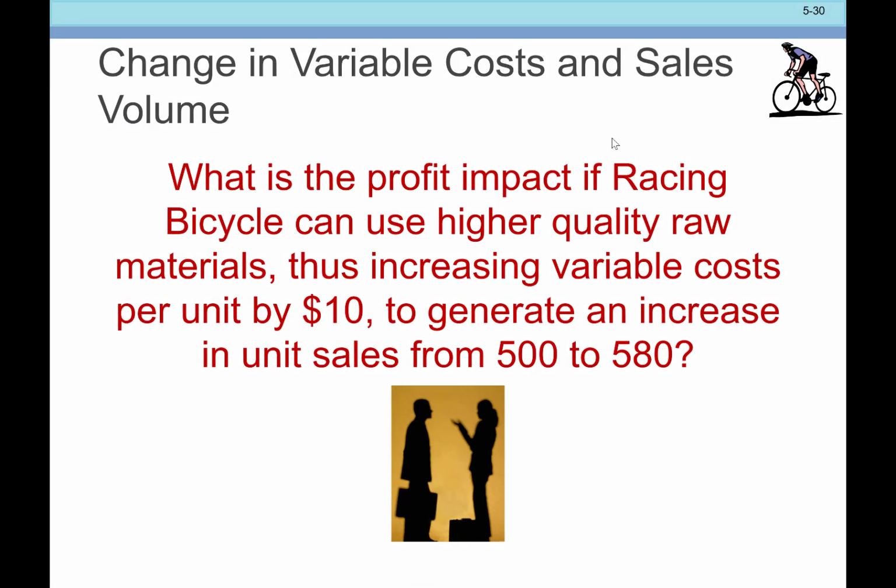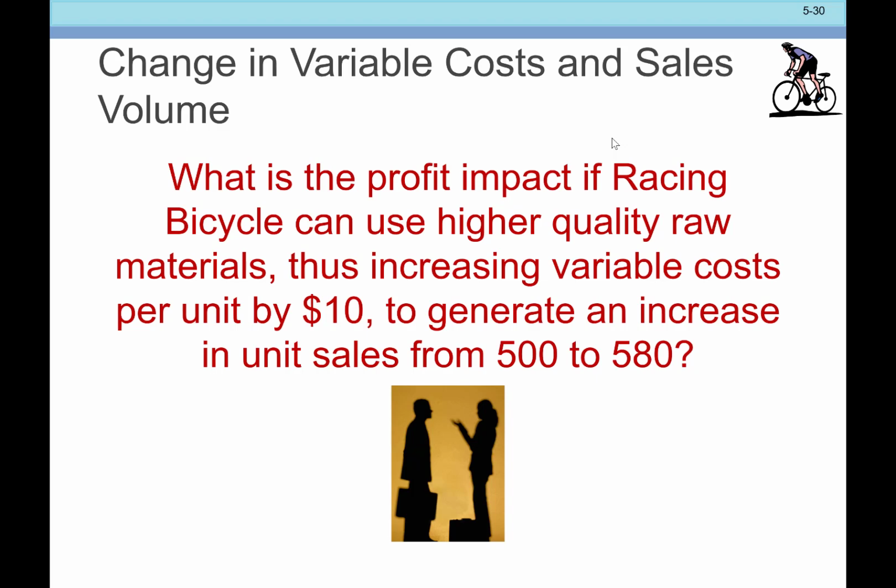Other times you may want to just go ahead and do the full statement, which is basically what we're going to do here, because now we're going to use higher quality raw materials, which is going to increase our variable cost $10 per unit. And we think that if we do that, that will increase our sales by what? 80 units, from 500 to 580.